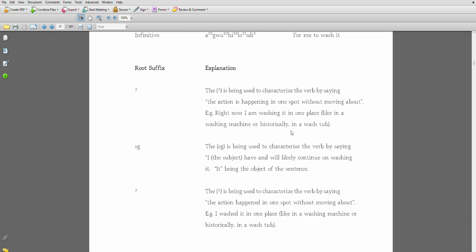SG. The SG is being used to characterize the verb by saying I, the subject, have and will likely continue on washing it, it being the object of the sentence.